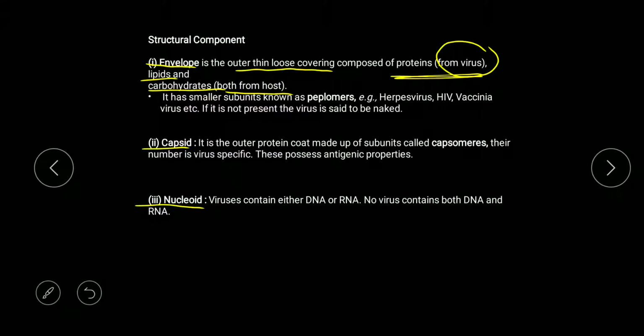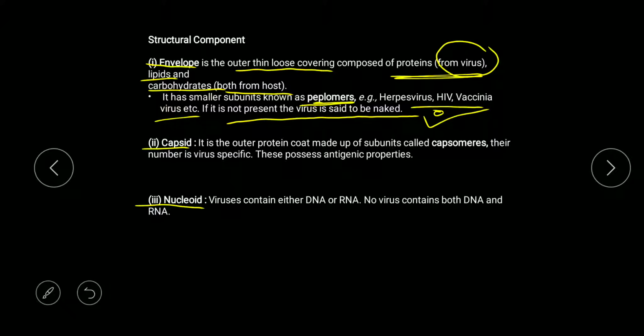The small subunits are known as peplomers, and the envelope is present in some viruses such as herpes virus, HIV, vaccinia virus, etc. Viruses in which the envelope is absent are said to be naked.